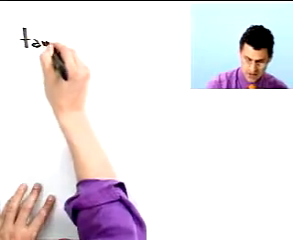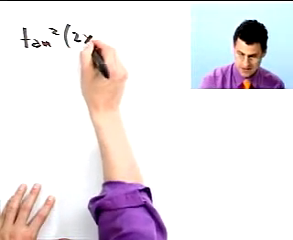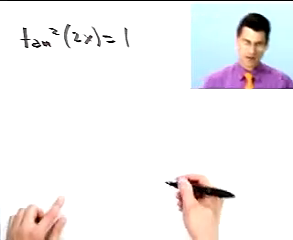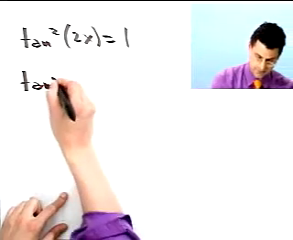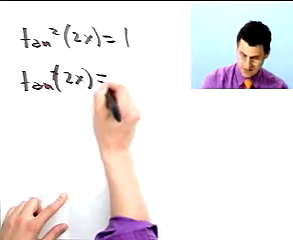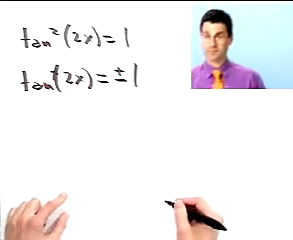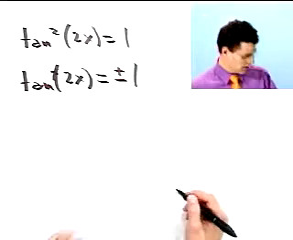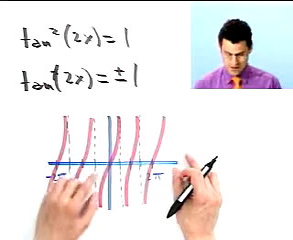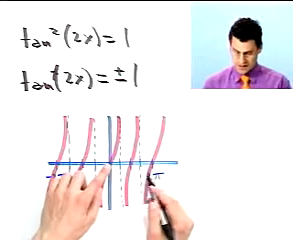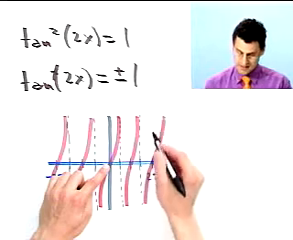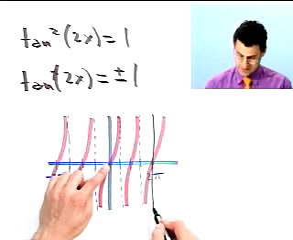How about tangent squared 2x equals 1? Well, if tangent squared 2x equals 1, that means the tangent alone must equal plus or minus 1, taking positive or negative square roots. So where does that happen? Well, here's a rough sketch that I made a while back for the tangent function. And I'm just looking from 0 to 2 pi.